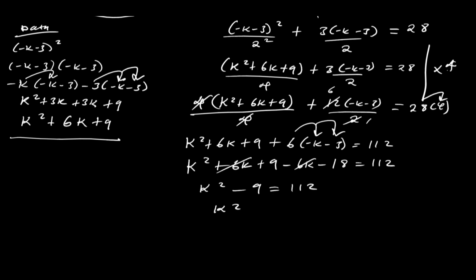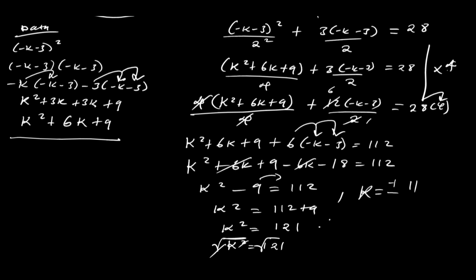So I'm having k squared is equal to, the minus 9 goes that side, 112 plus 9, then I have k squared being equal to 112 plus 9 is 121. So now I'm not looking for k squared but k. So what I'll do is I'll root both sides. And I'll have k being equal to, what is the root of 121? It's 11. So plus or minus 11. This implies that k is equal to 11, or k is equal to minus 11.